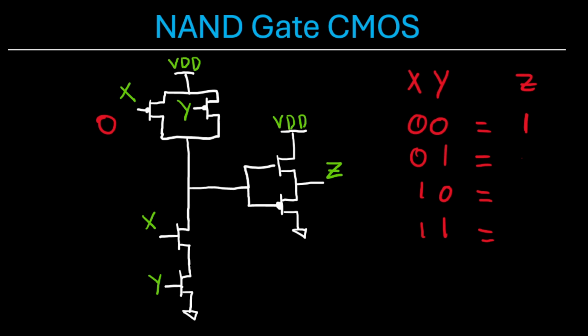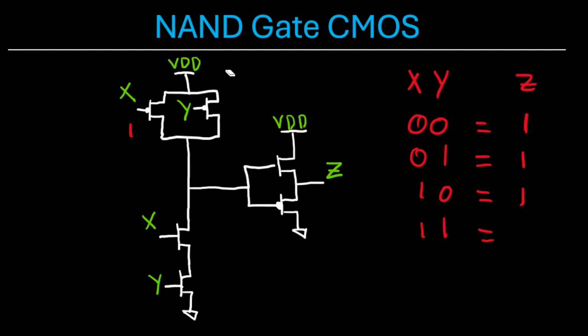Now, if we input 0, 1, this PMOS is on, which again connects VDD to the gate of these two transistors, turning this NMOS on and connecting VDD to our output. Now on the flip side, if we input 1, 0, this PMOS is on, again connecting VDD to the gate of these two transistors, turning this NMOS on and connecting VDD to our output, giving us an output of 1.